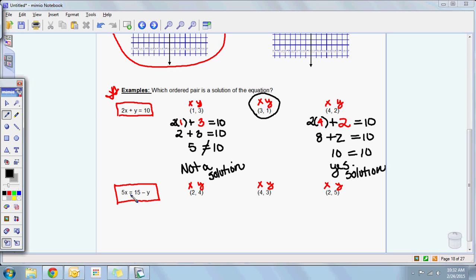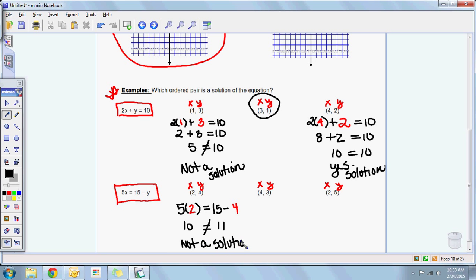All right, so we're going to start off with 5x. So 5 times my x value in my first ordered pair is 2. So I'm going to plug in 2, equals 15 minus my y value. So my y value is 4. All right, this time I have to simplify both sides of the equation. So I'm going to do 5 times 2 is 10 equals, and then simplify this side. 15 minus 4 is 11. So does 10 equal 11? No, it does not. So this is not a solution.